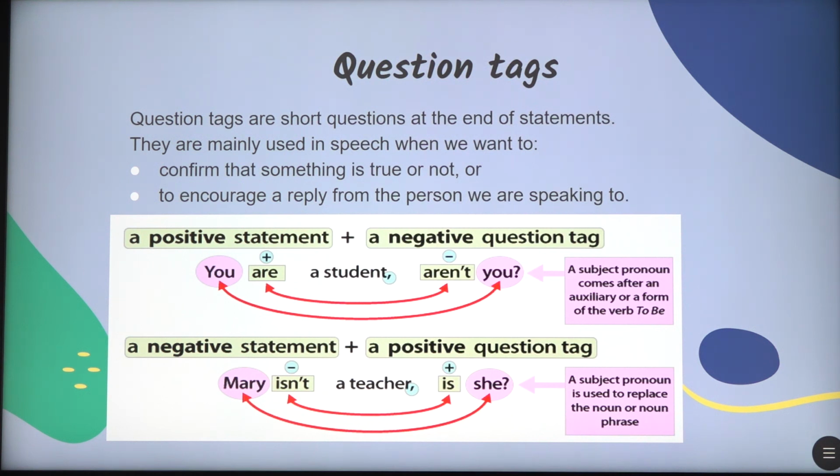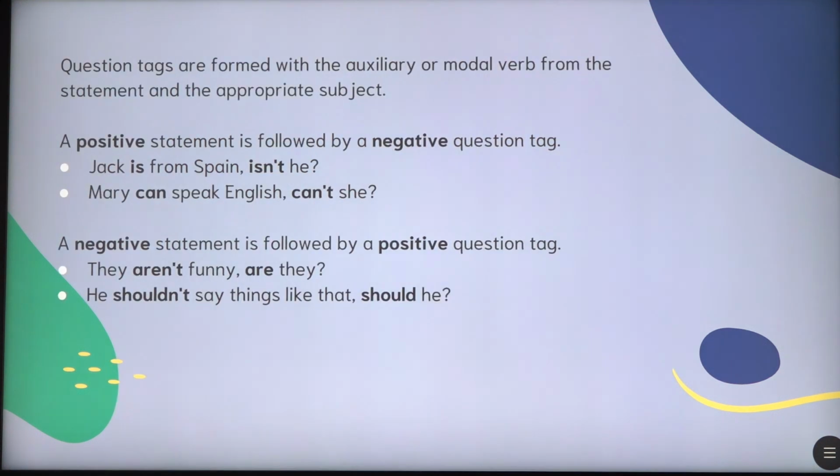A subject pronoun comes after an auxiliary or a form of the verb to be. Then, if we've got a negative statement first, we are going to continue with the positive question tag. Mary isn't a teacher, is she? Here a subject pronoun is used to replace the noun or the noun phrase. So the question tags are formed with the auxiliary or modal verb from the statement and the appropriate subject.